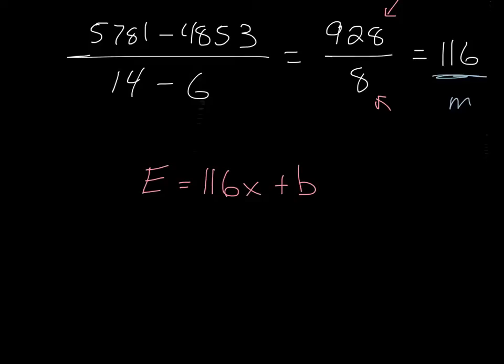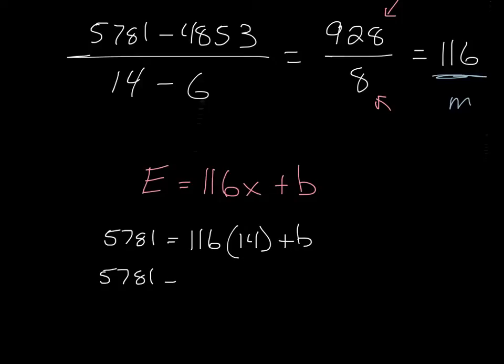So our E value here again is 5,781, and then 116 times x, which was 14 in that case, plus b. Do some quick multiplying there. 116 times 14 is 1,624 plus b. Subtracting the 1,624 from the 5,781, we get 4,157 equals our b value.